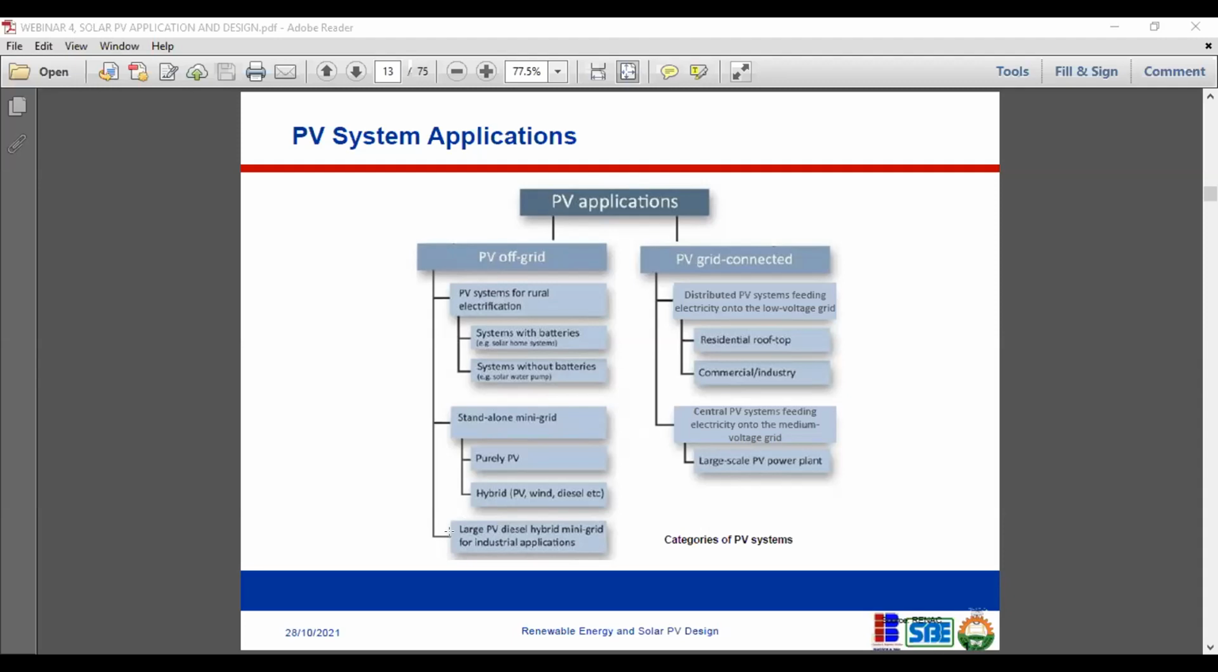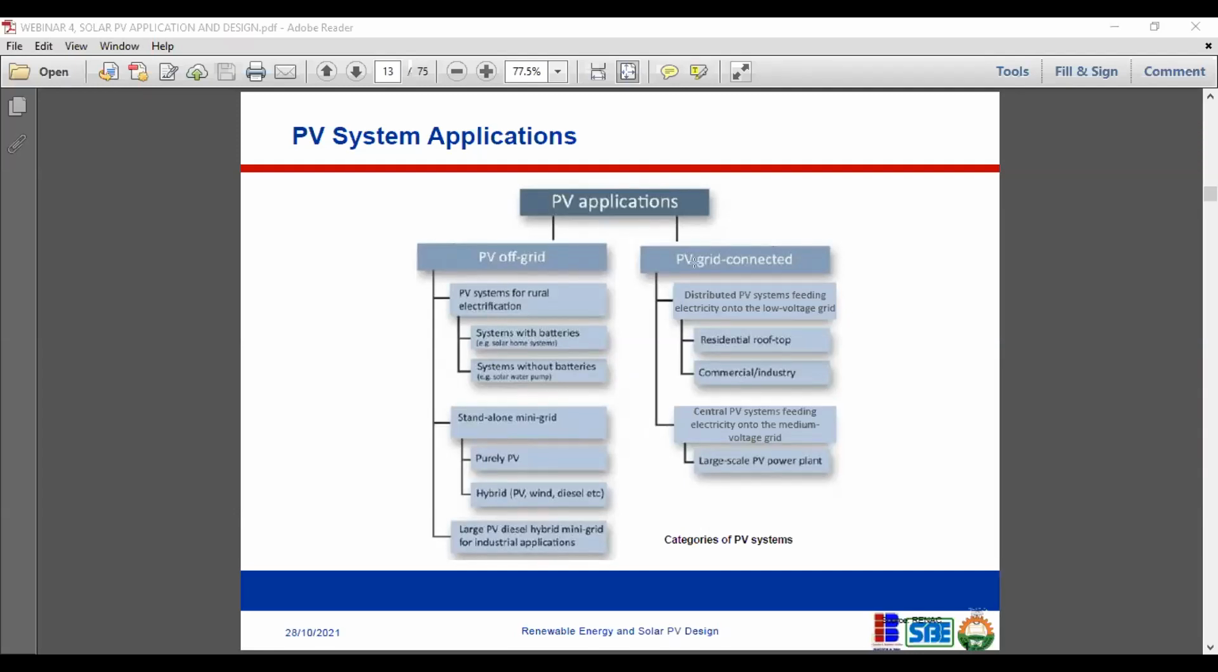So there are also large PV diesel hybrid mini grids for industrial applications. Now, there are some industries that don't necessarily need to connect to the grid, in which case they integrate solar PV systems with generator, and they are good to go. They don't need to connect to the grid. So if you see such a configuration, it is also a PV off-grid system.